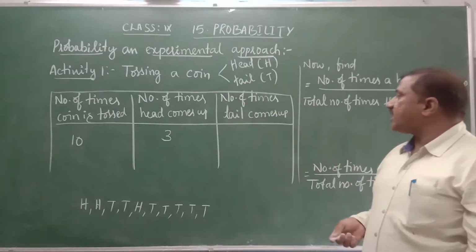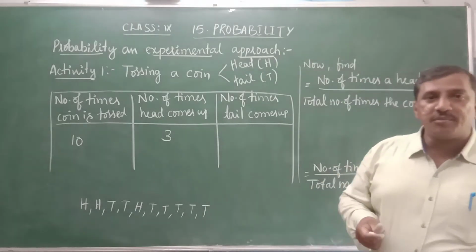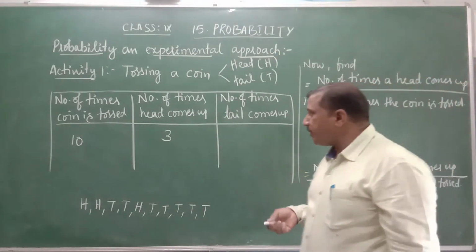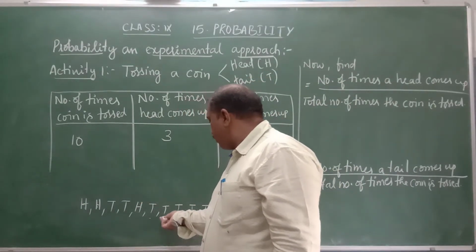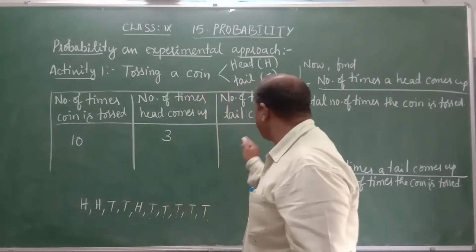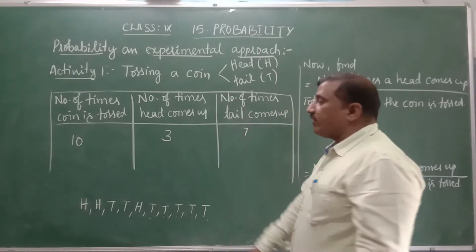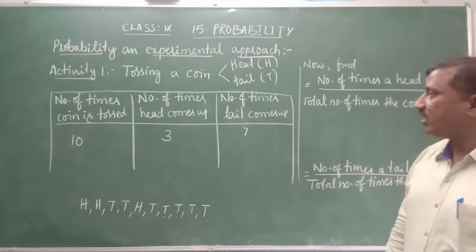Then the number of times a tail comes up. How many times is there tail? 1, 2, 3, 4, 5, 6 and 7. 7 times we got a tail and 3 times we got a head.